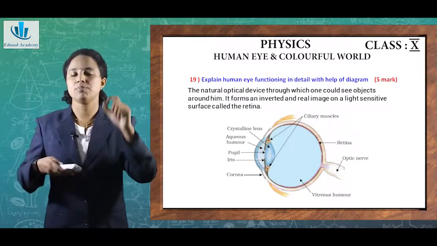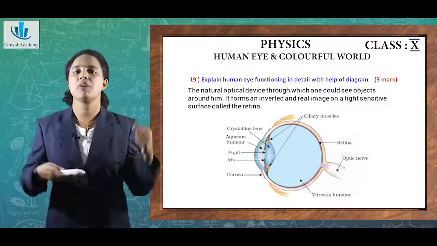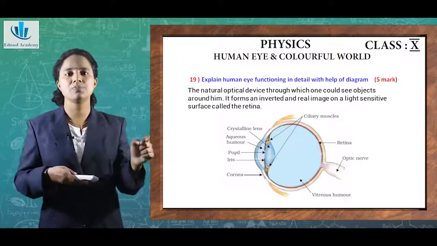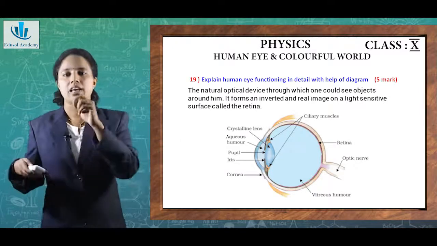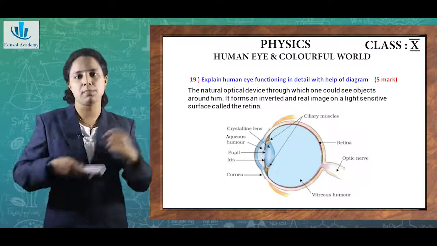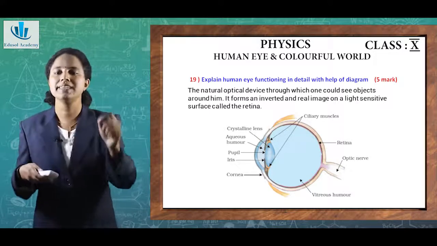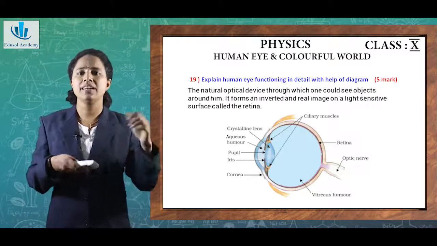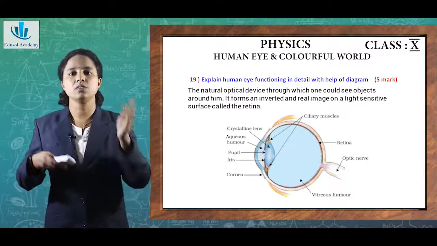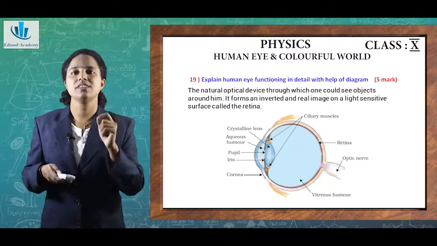The next and most important one is the retina, which is called the light sensitive screen of our eye on which the image is formed. It is on this retina that the image is formed and we see things. In our eyes, an inverted image is formed and it is also a real image, isn't it? That's why we can obtain it on a screen also. So the retina is a very important part of our eye and it is equivalent to the photographic film in a camera. It contains rods as well as cones, which are the light sensitive cells present inside the retina.